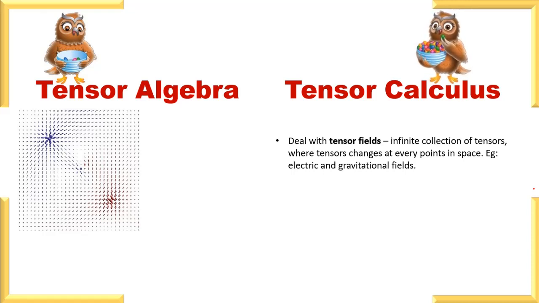We are familiar with tensor fields such as the electric field, that is a field generated around an electric charge, a magnetic field, and a gravitational field in Newton's law. So we come across different tensor fields, and now in tensor calculus we want to know how this tensor field acts in different circumstances. Let me give you a brief idea about what a field is.